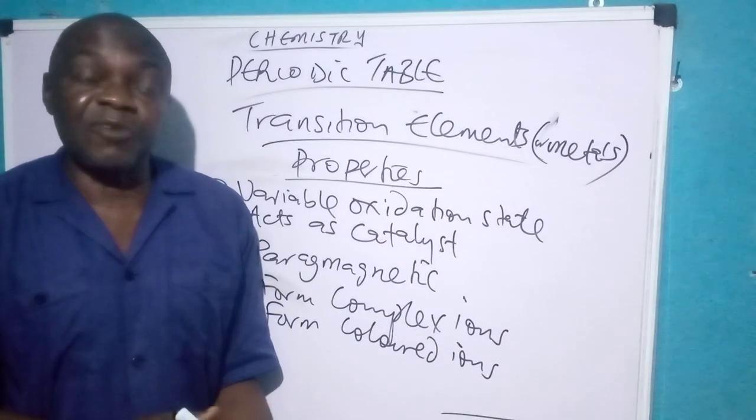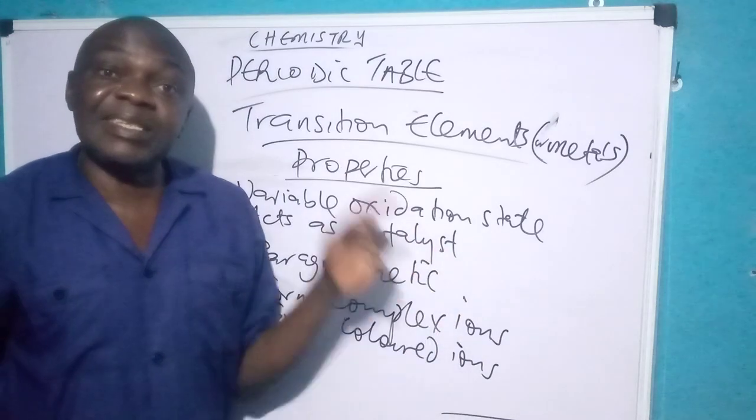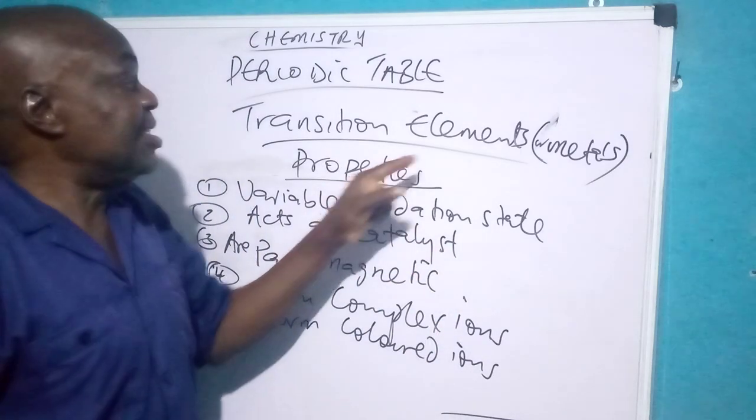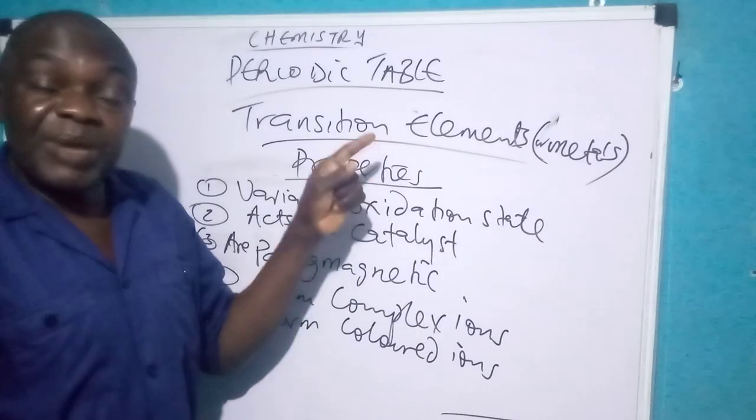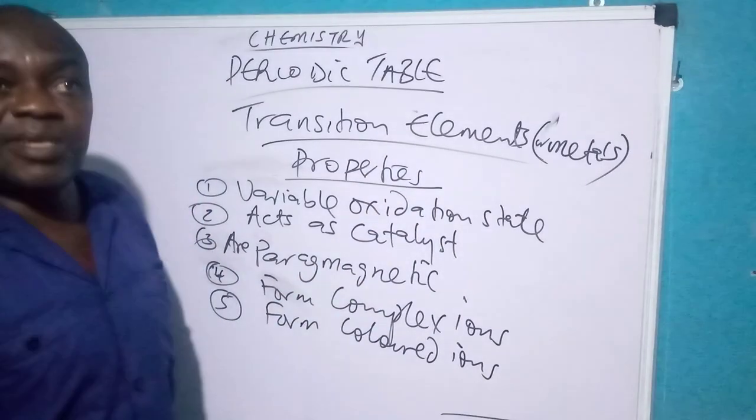Those ones are for all of them. When they say state the properties, they are indirectly telling you the one that have d orbital. It is the presence of the d orbital that confers these properties on them. Now let us take them in turns.